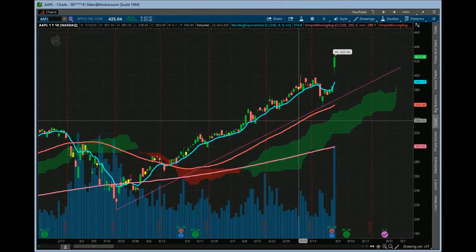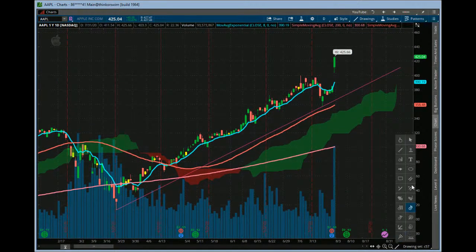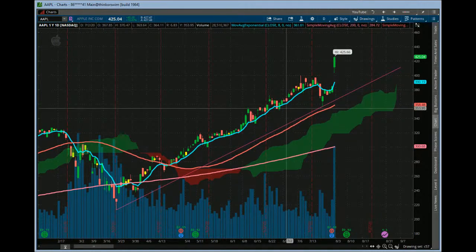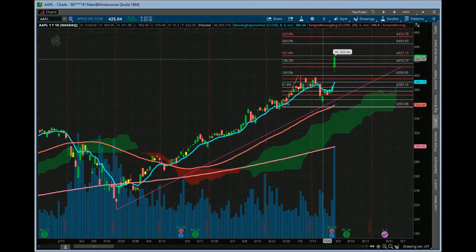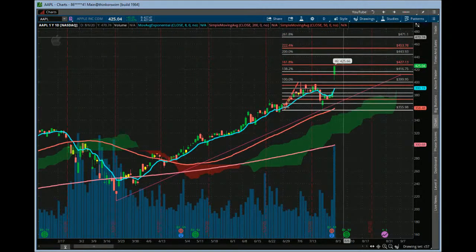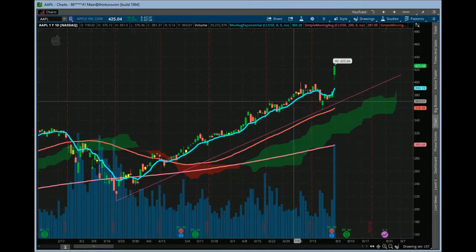One of the big things we might look at here is a fib extension from these levels here, to see where it could go. We're right at the 1.618, but the 2.618 is 471, right? So that's a big move right there.